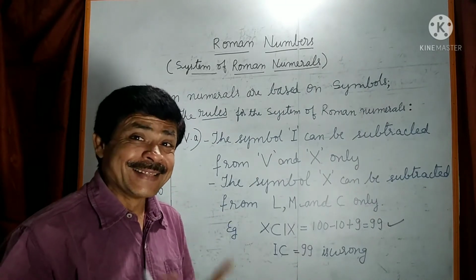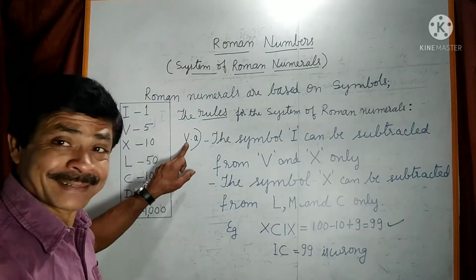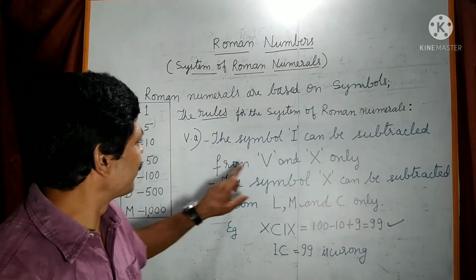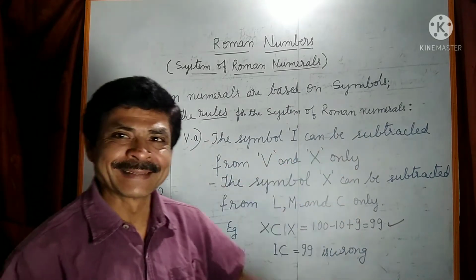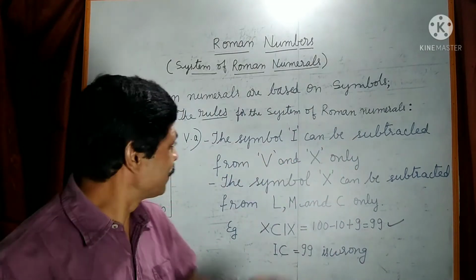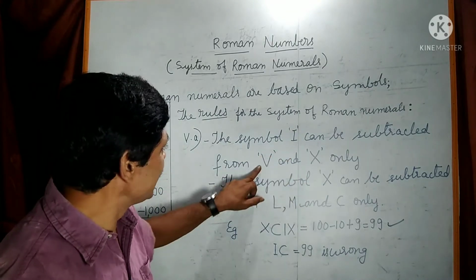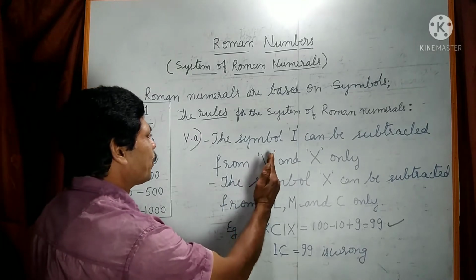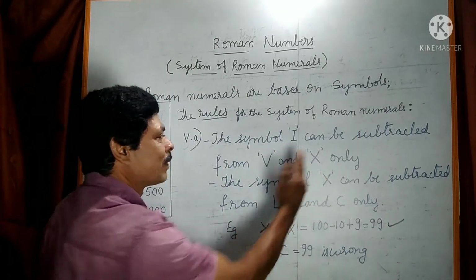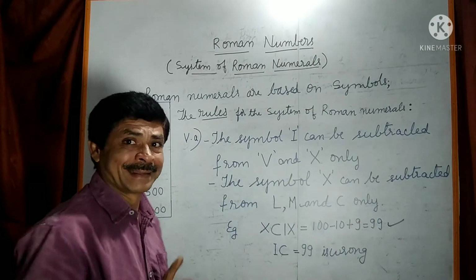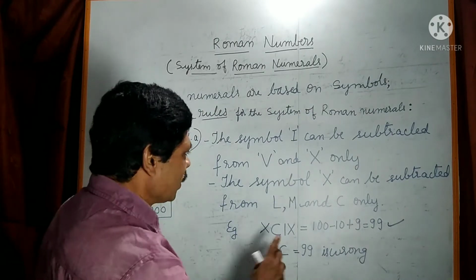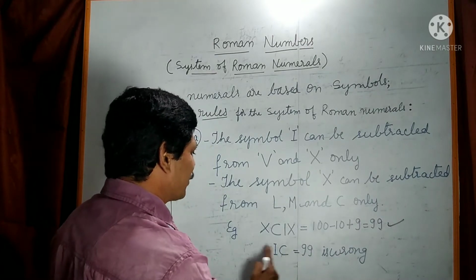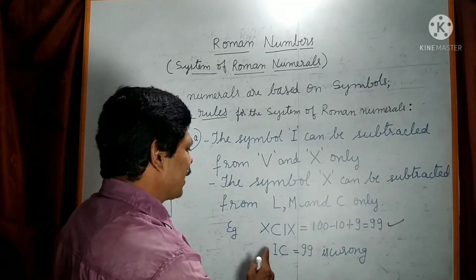Now let us see the next sub rule in the fifth rule. The symbol I can be subtracted from V and X only. We can subtract I from V and X only. That means we can write I left of V and left of X only. See here. We cannot write C and left of C I. This violates the rule.